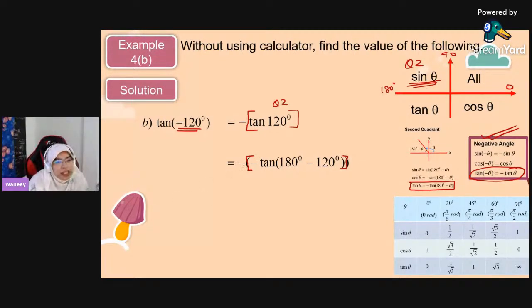Then of course, the negative and negative you can simplify. Negative times negative becomes positive, because this is simply a number in front of the tangent, so we can multiply them. So it becomes positive tangent of 60. Tangent of 60 is equal to square root of 3, so we simply replace it with square root of 3. Done with the fourth example. Now the next one, the proving part.